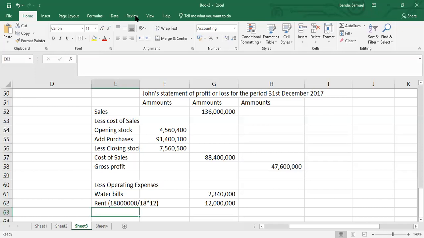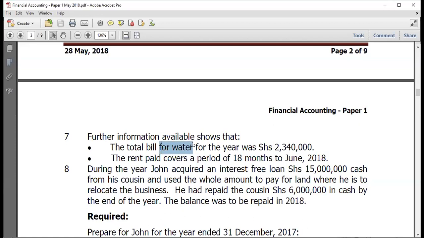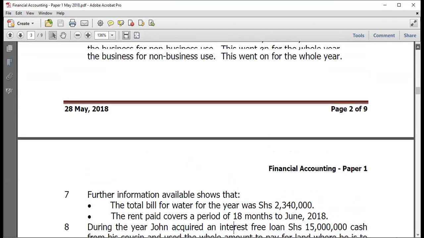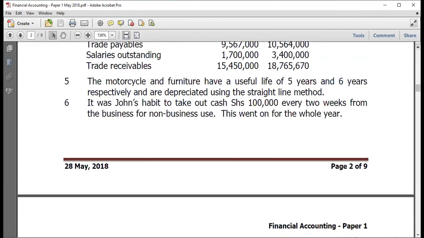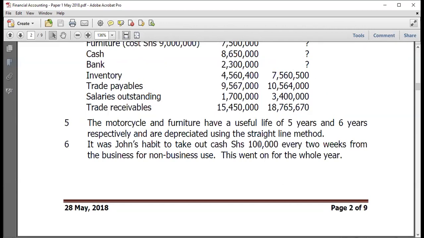After I'm done with that, I'm now going to look at other expenses. I'm done with rent. Definitely this is about a loan. If this loan had interest, I would definitely be interested in this statement, but this is an interest-free loan, so it has nothing to do with my expenses. It only has something to do with my expenses if there is interest. So I'll move up.